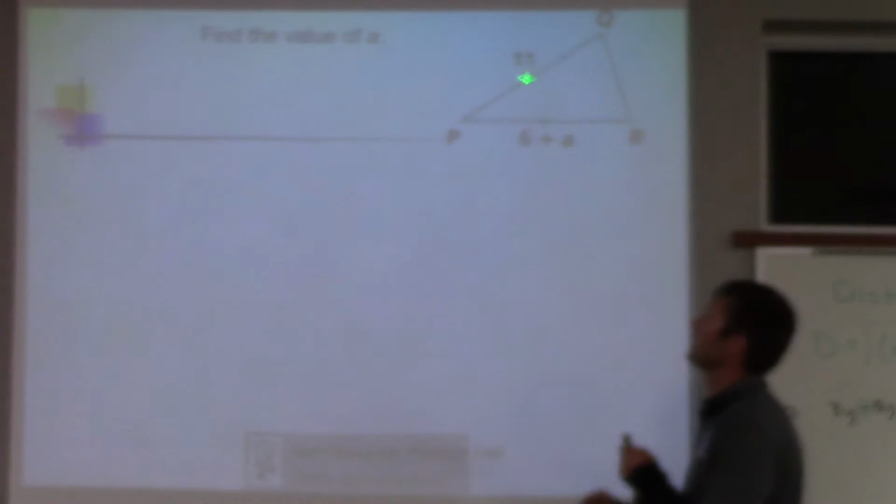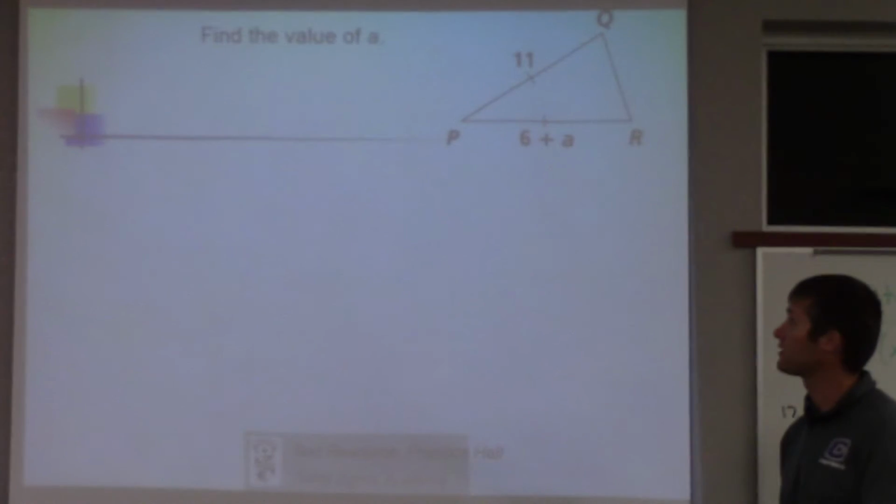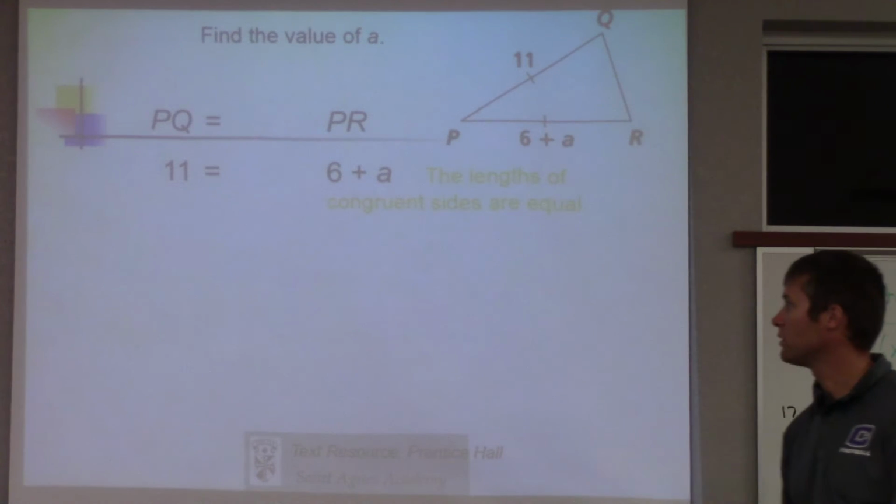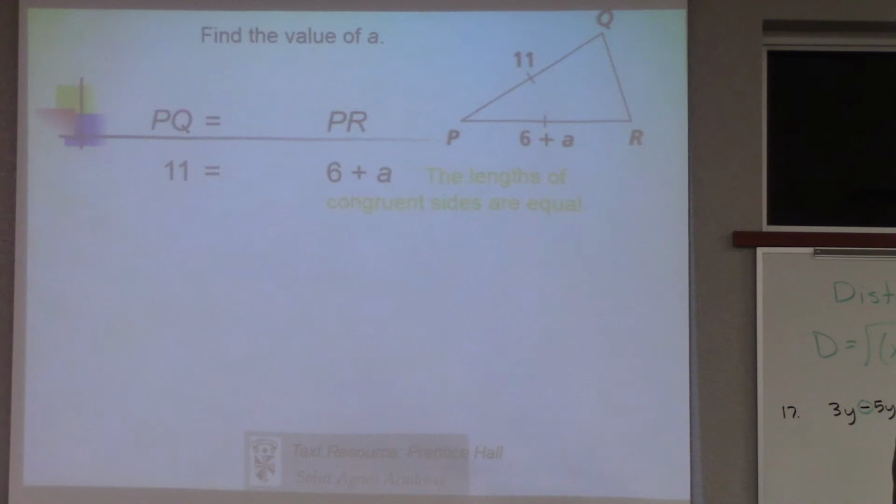Find the value of A. You're going to see a type of equation like this. These markings right here say this side and this side are congruent. Those little slash marks say those sides are equal. They're the same. So we'd set up an equation stating that 11 is equal to 6 plus A.